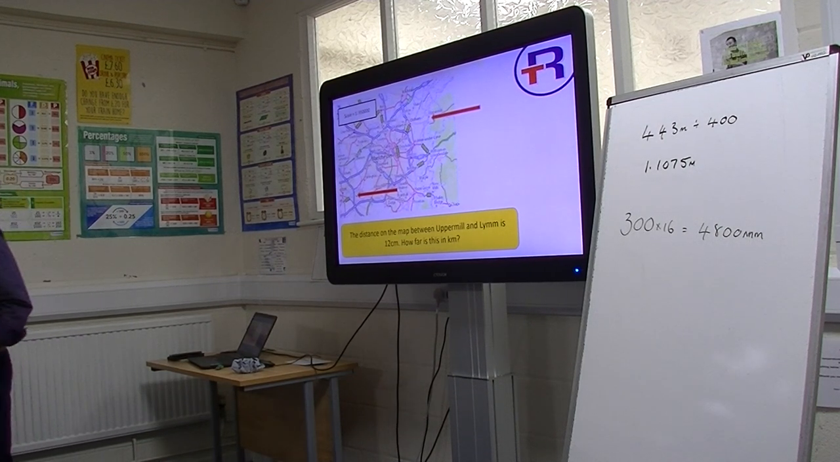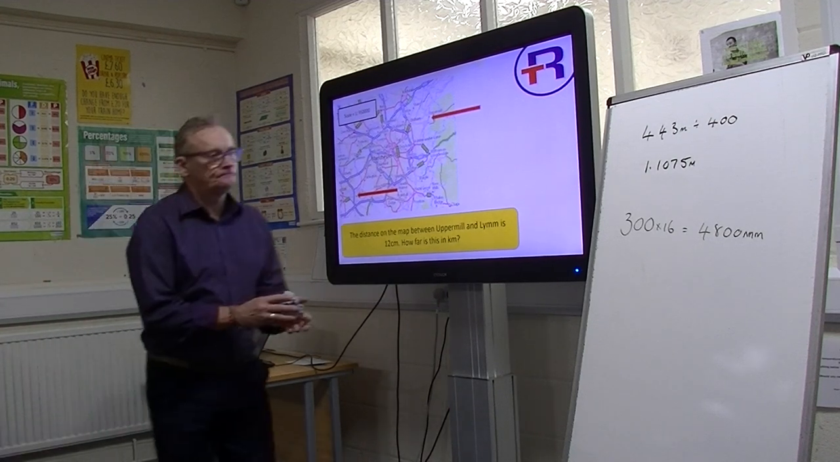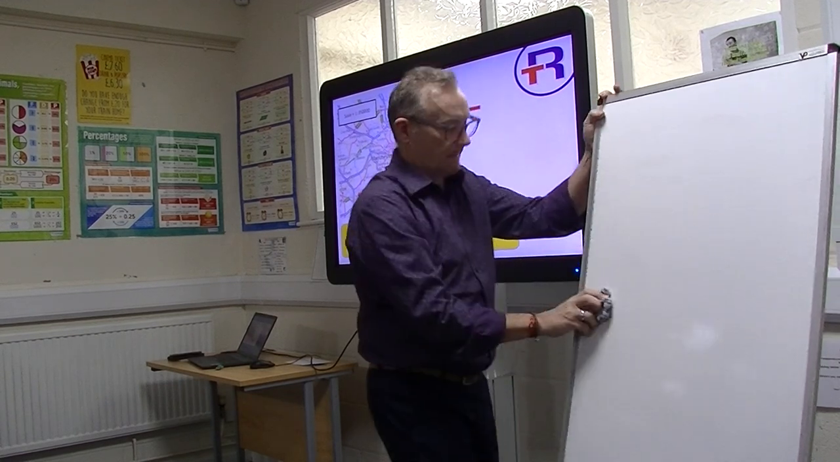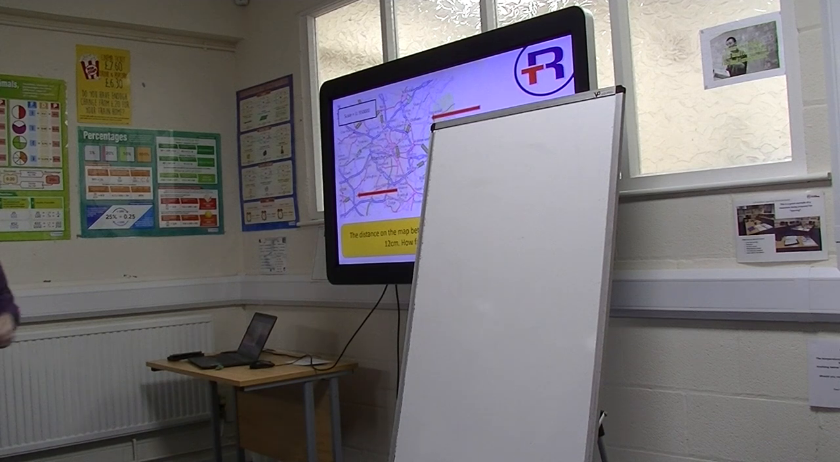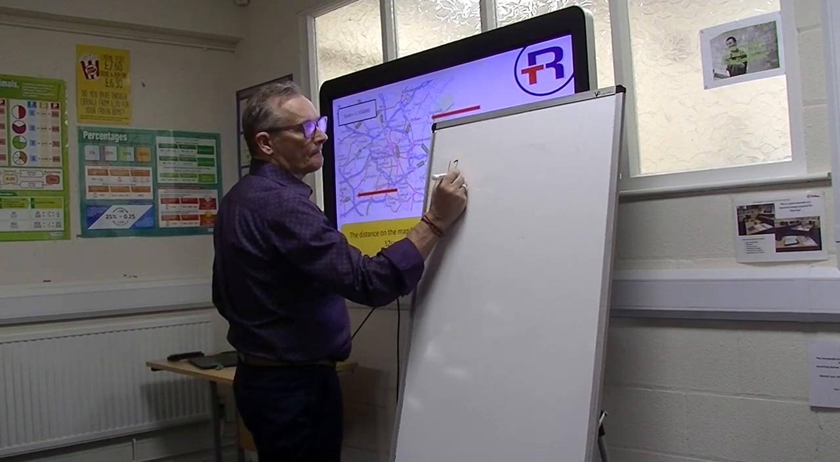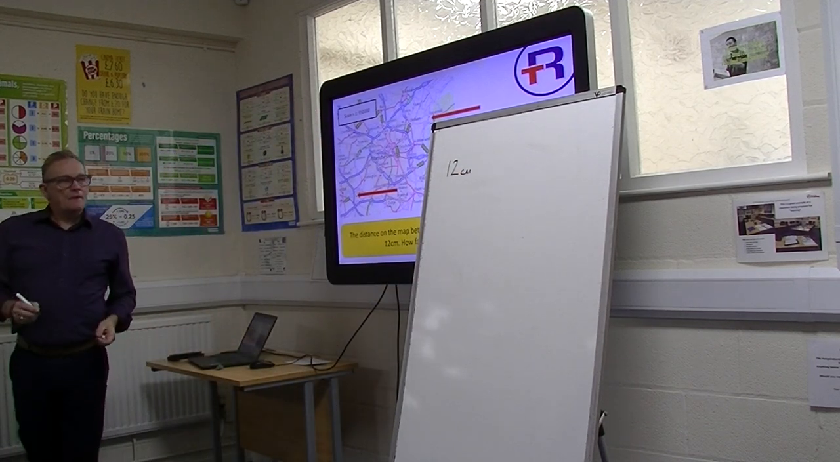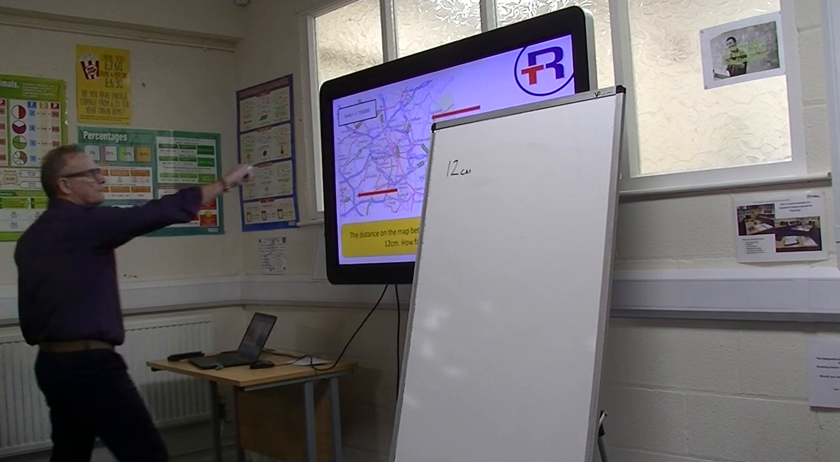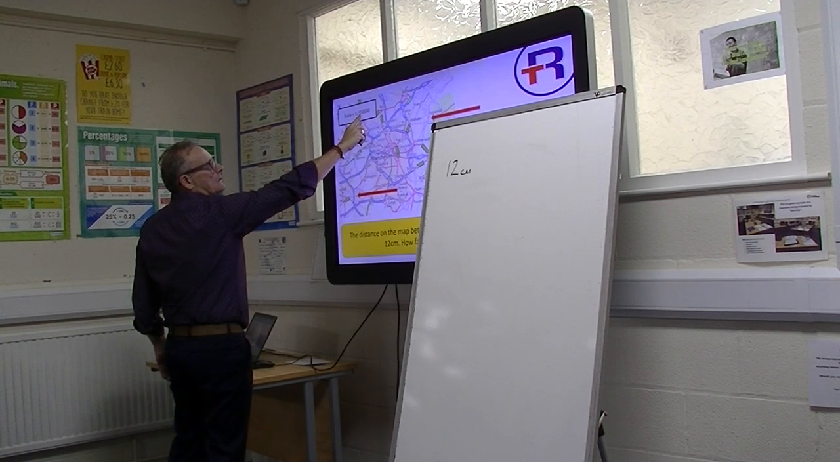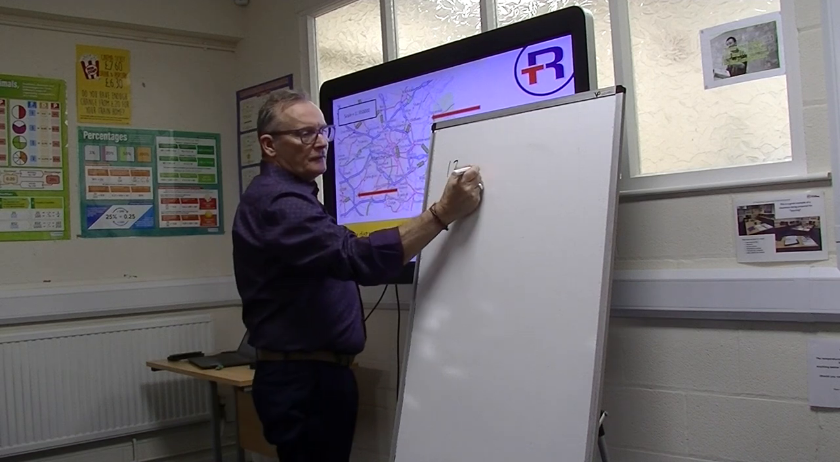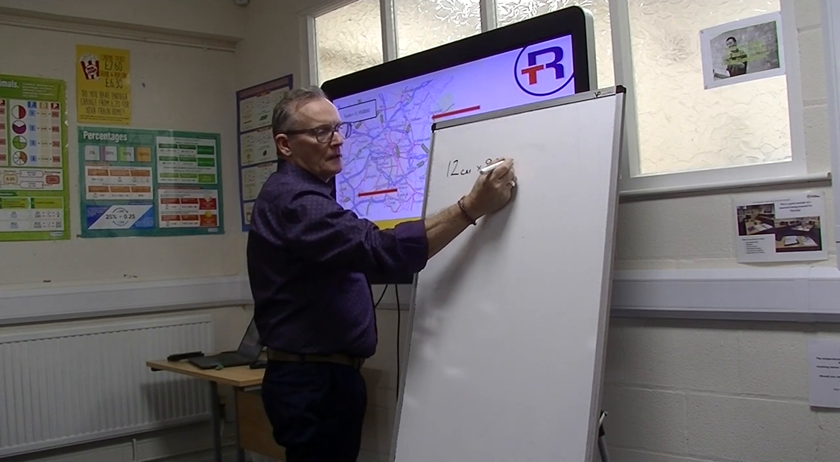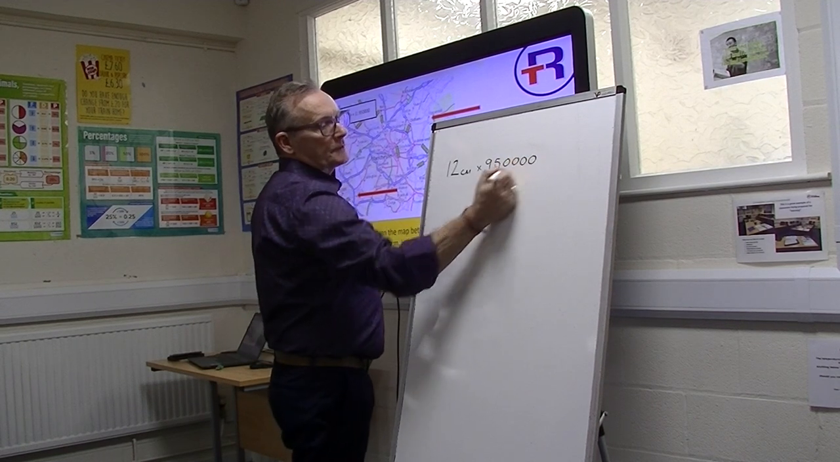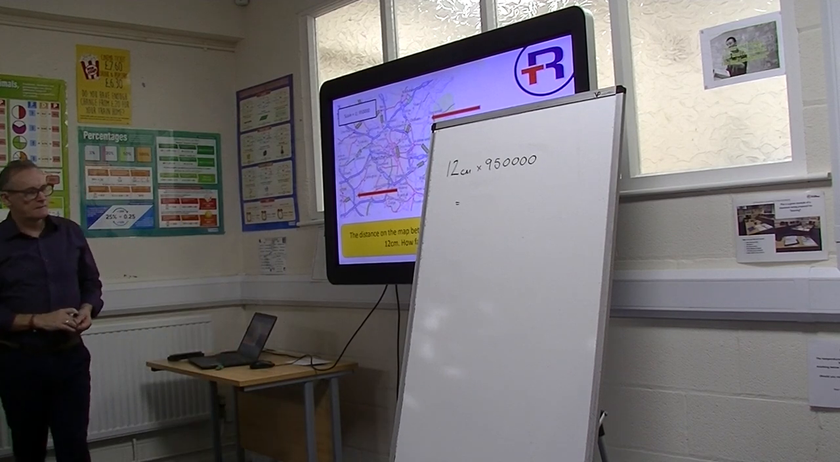So how are we working this question out? So the distance on the map is 12 centimetres. It's obviously not that in real life, is it? 950,000 times bigger in real life. Is that what the map's saying to us? Yeah, 950,000. So what we're going to do with that 12? Times. We're going to times it. Is it 4 noughts? There's 4 noughts. Okay? 12 times 950,000.